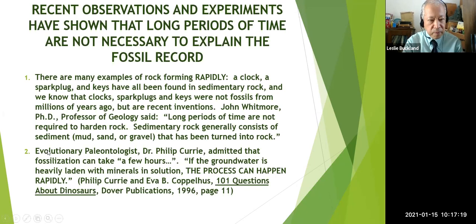Number two, evolutionary paleontologists. Now, a paleontologist is someone who studies the behaviors or the habits of people in old times. Paleo is from a Greek word that has to do with that which is old or ancient. And so a paleontologist is someone who does research on ancient habits of living.